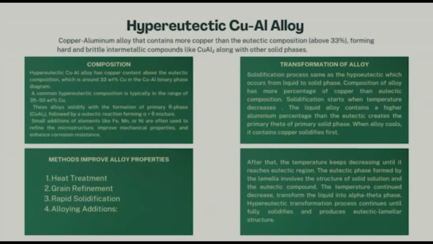So I'm going to talk about hyper-eutectic copper aluminum alloy, where copper aluminum alloy that contains more copper than eutectic composition, which is above 33%, forming hard and brittle intermetallic compound like CuAl2 along with the other solid phases. So the composition where hyper-eutectic copper aluminum alloy has more copper content.